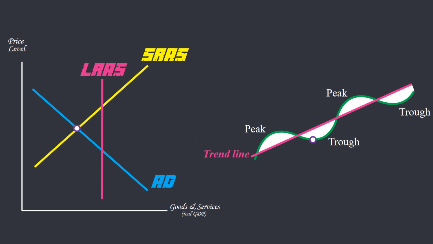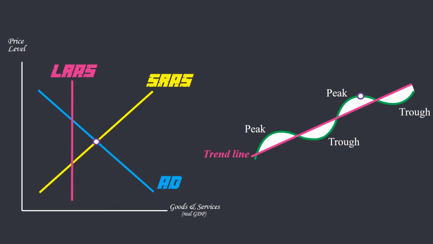But we can stray from the long-run equilibrium in the short run. If the short-run aggregate supply and the aggregate demand curve cross to the left of the long-run aggregate supply, the economy is sputtering and producing below its potential output. It's equivalent to being at some point on the trough in our business cycle.